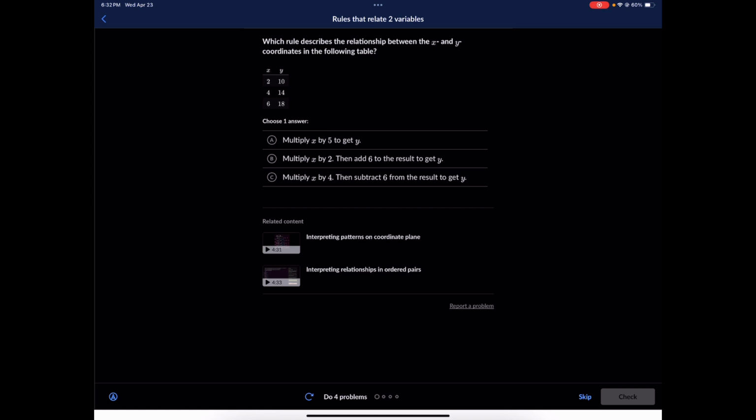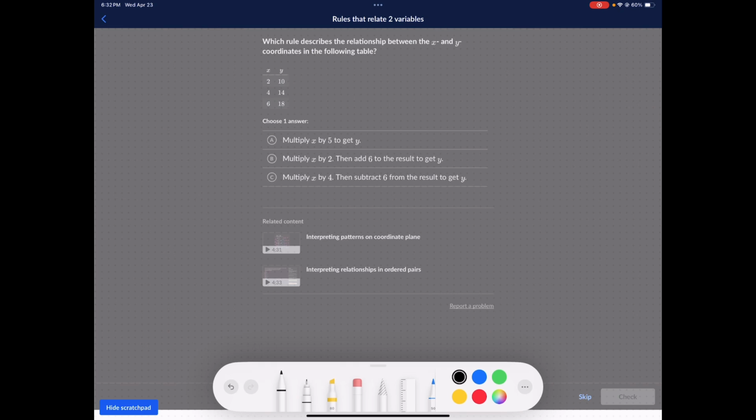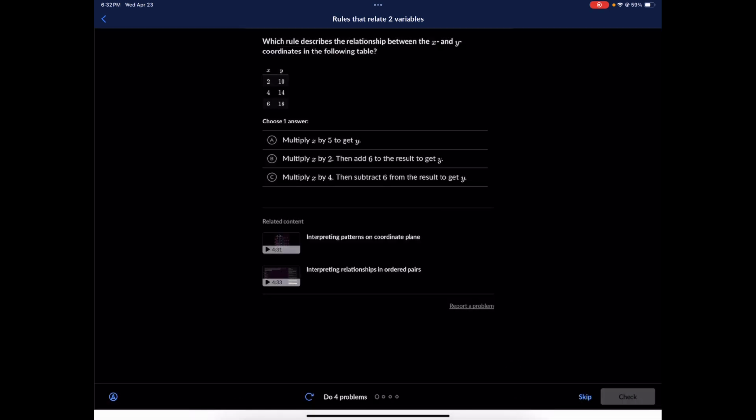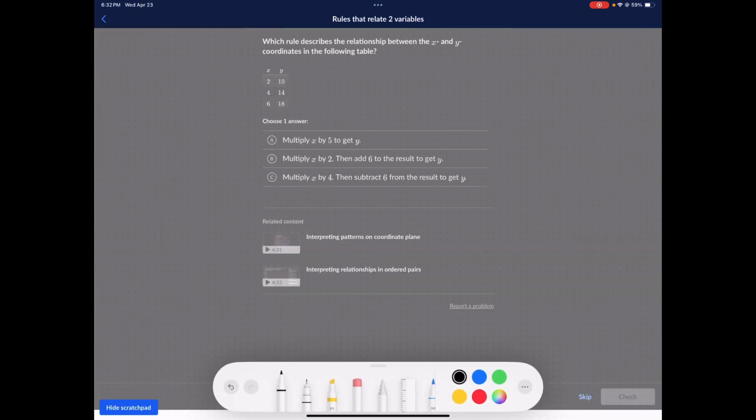Which rule describes the relationship between the x-coordinates and the y-coordinates in the following table? So what we do here is we look at our function and we look at what we do to get these answers. Do we see a pattern here? 2 and 10, do we have any sort of multiplication? Maybe we can multiply, because all of these must have the same relationship. So if we multiply x by 5 to get y, that has to be the case for all these answers.